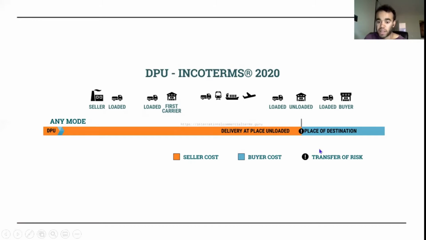After it's reached this place, there's a transfer of risk, and this is where the buyer is now responsible for anything that happens to the products or goods. And that includes anything from it being unloaded from customs, let's say, and delivered to wherever the buyer wants it delivered, whether it be a warehouse or like their main headquarters or anything like that.